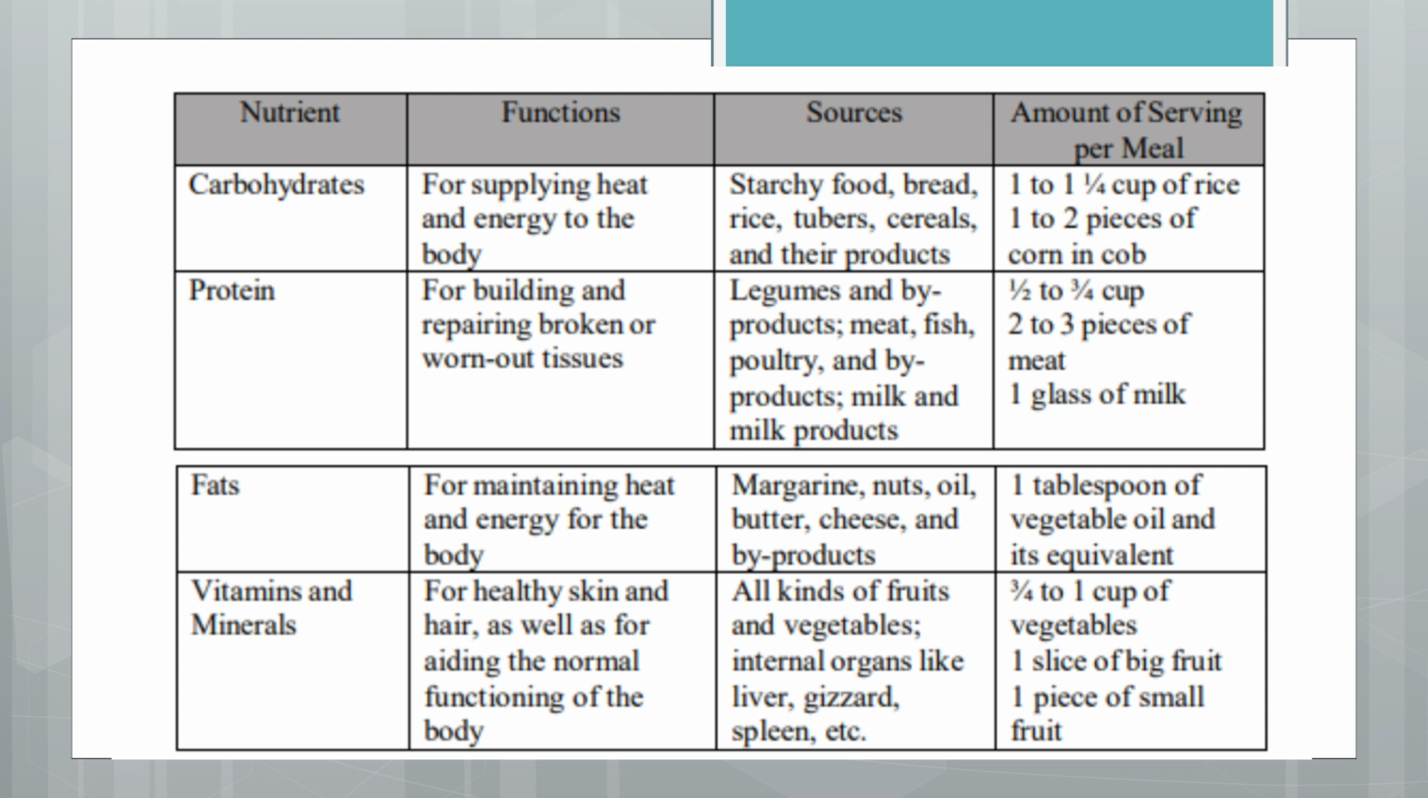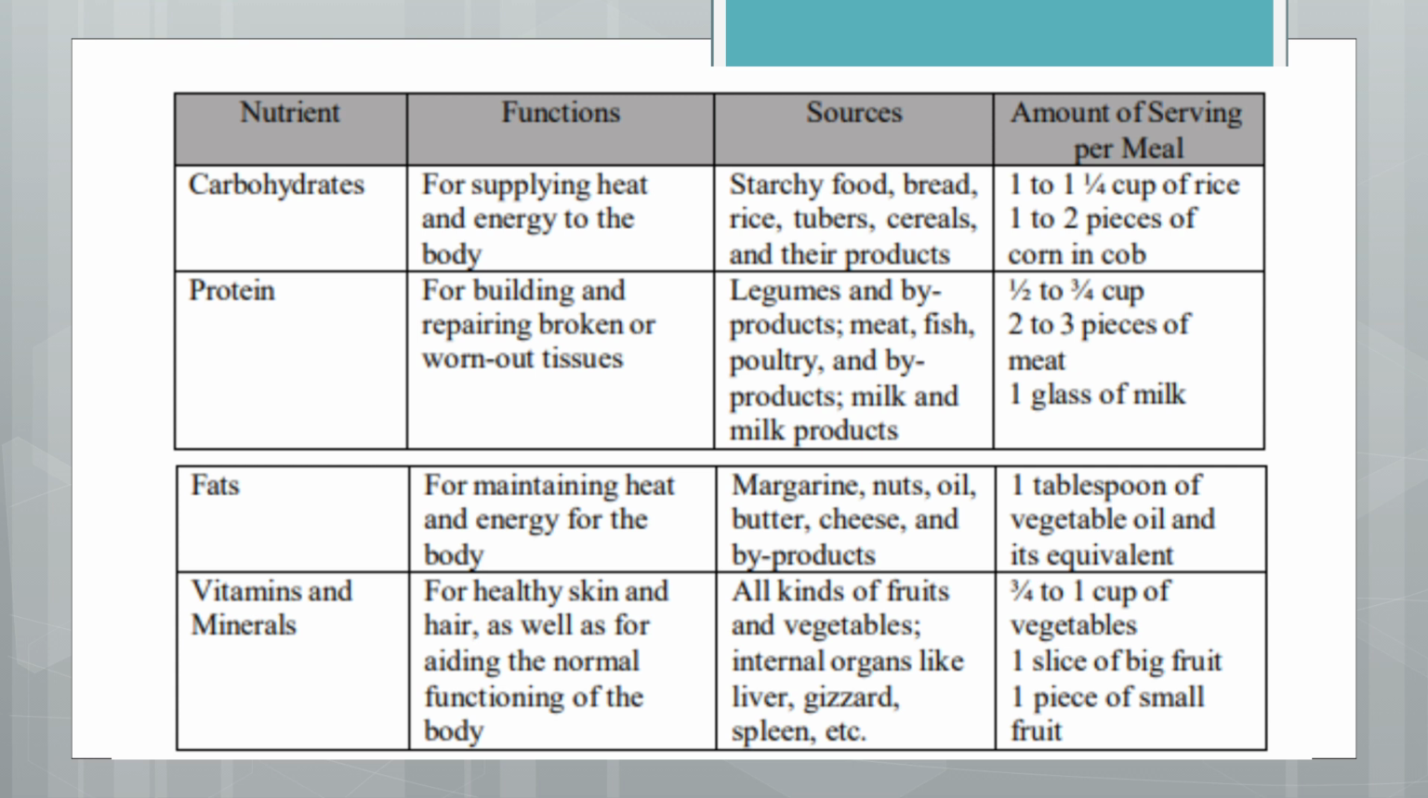Next is the protein. Protein is for building and repairing broken or worn out tissues. So the sources of proteins are legumes and byproducts, meat, fish, poultry, and byproducts, milk and milk products. Also, the serving for this one will be 1/2 to 3/4 cup or 2 to 3 pieces of meat or 1 glass of milk.